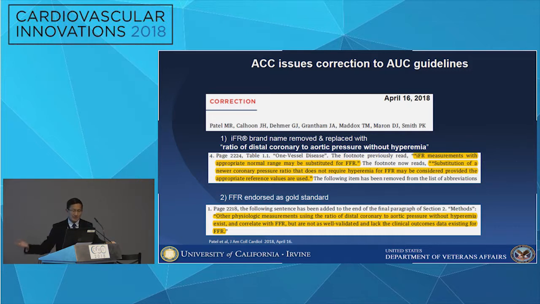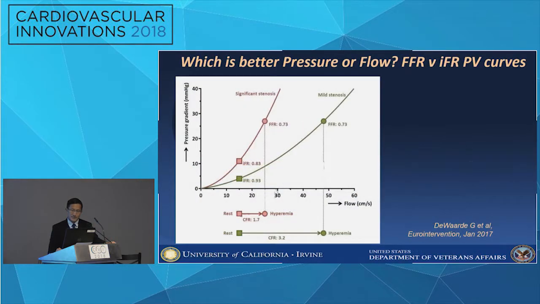They actually endorse that FFR is still the gold standard. However, I think if the outcome studies are still equivalent, then there's some debate over that. So let's go back, now that we talked about DPR, which one is still better, pressure or flow?